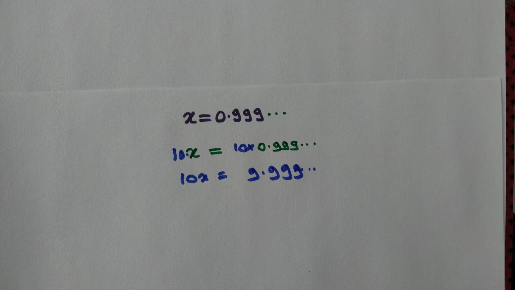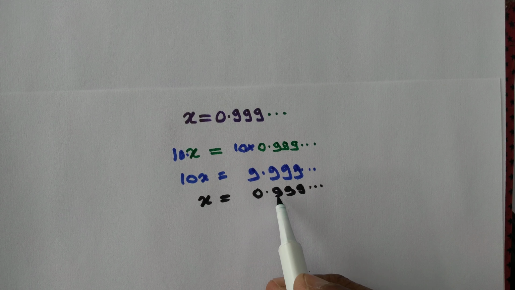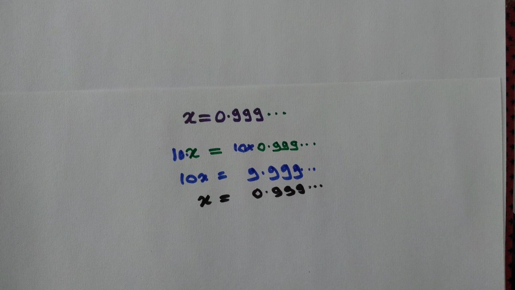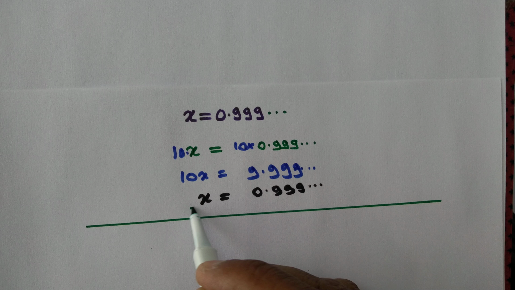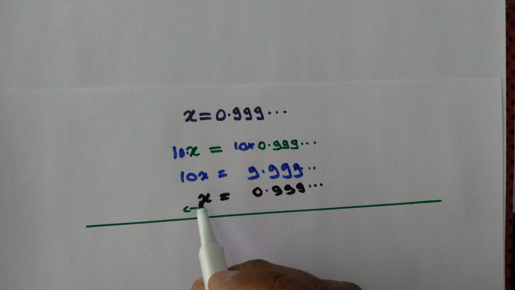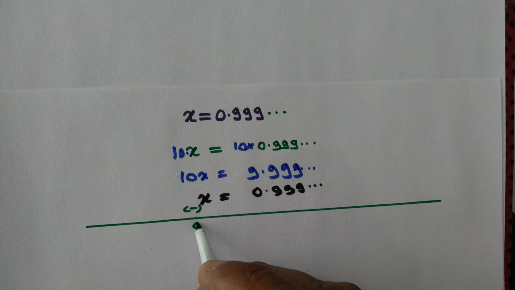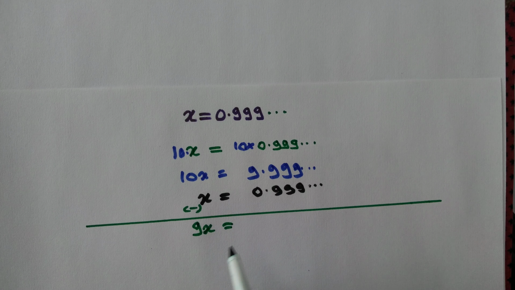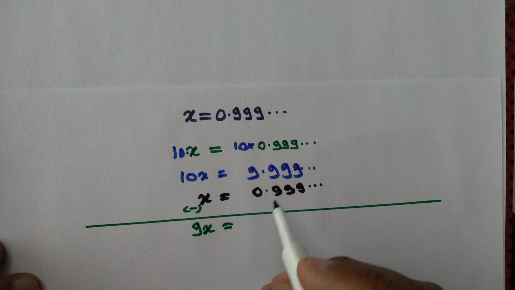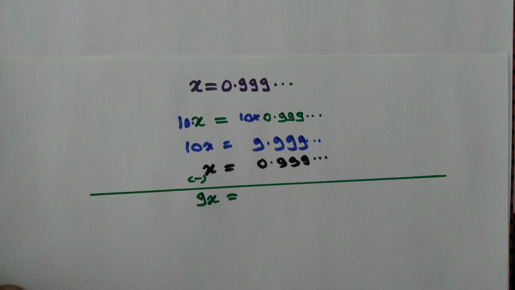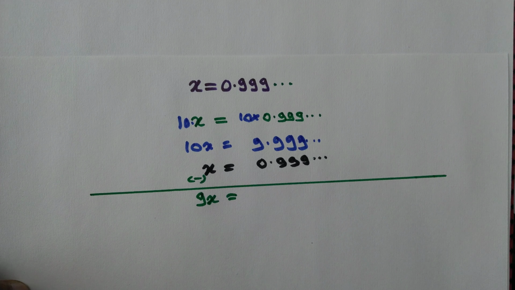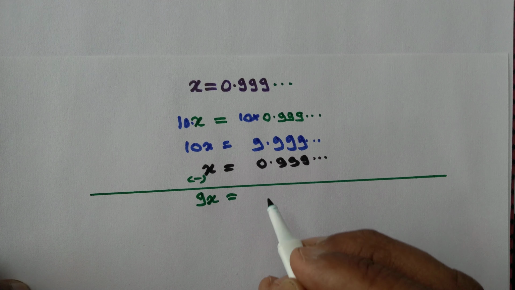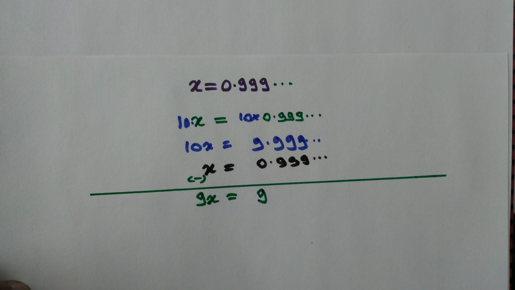However, we know that x is equal to 0.999 and so on. Let us subtract. When we subtract one x from 10x, we will be left with 9x. When we subtract 0.9 from 0.9, we get 0. When we subtract 0.09 from 0.09, again we get 0. So it turns out that 9x is exactly equal to 9.